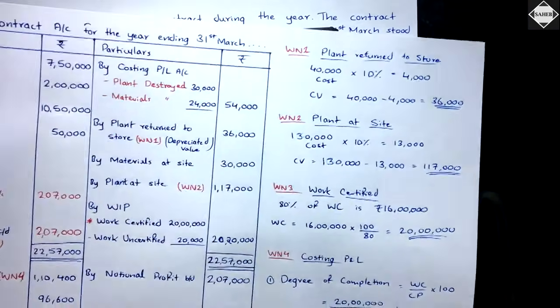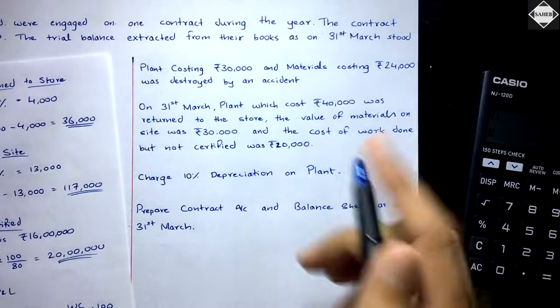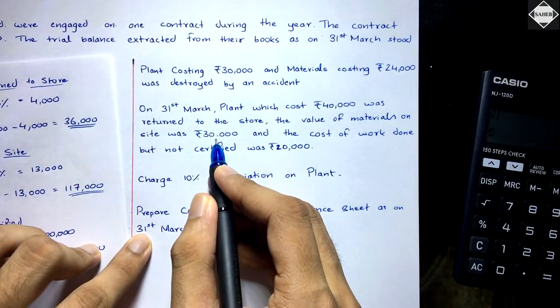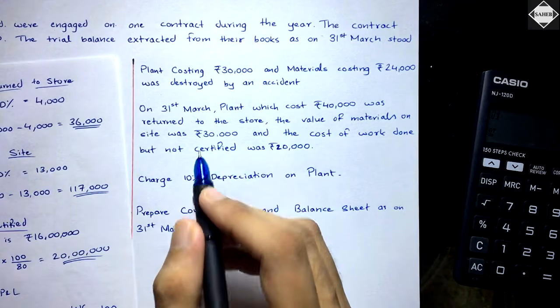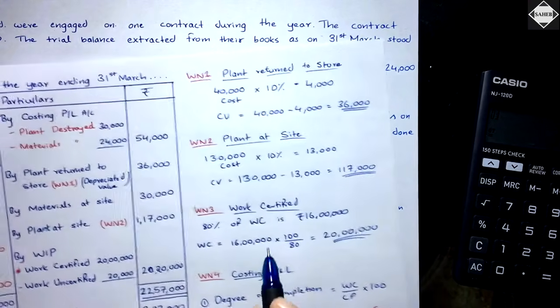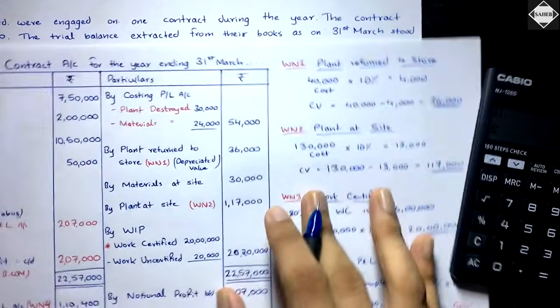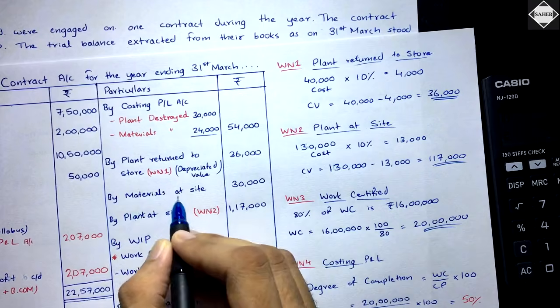Fine, you get that. Then what? Then they are saying, see here, the value of materials on site was 30,000. Now this you will not have to depreciate. Yeah, this is your inventory, right? So see here, materials at site, 30,000.